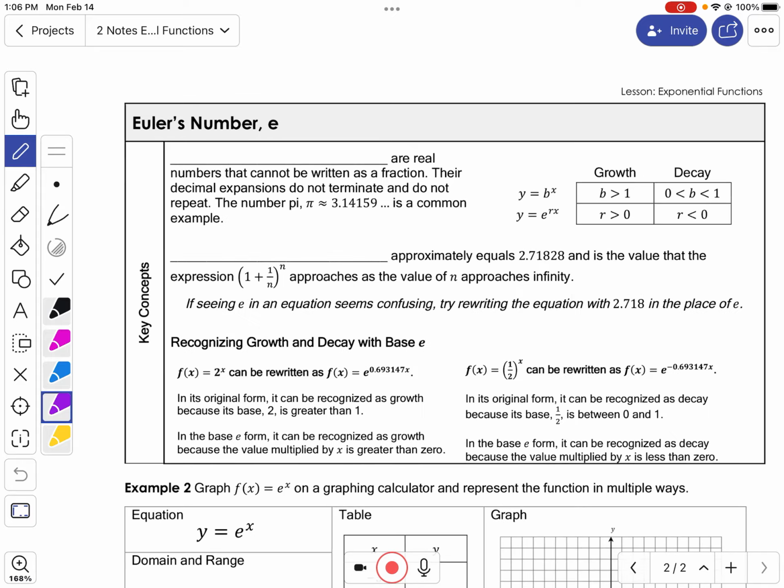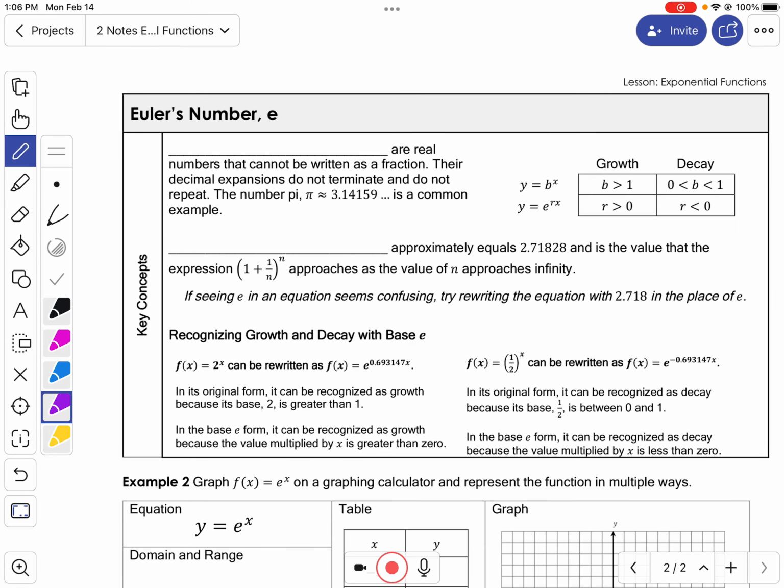Now, on the back, we're going to be looking at Euler's number. Euler's number is very similar to pi, okay? Remember, pi is 3.14, and it also keeps going. It's continuous. It never stops. These are called irrational numbers. They're real numbers that cannot be written as a fraction because they do not terminate. They never end, and they do not repeat. A common example would be pi.